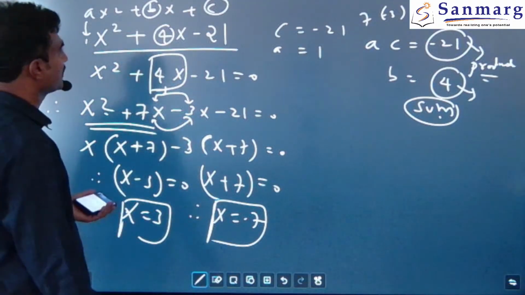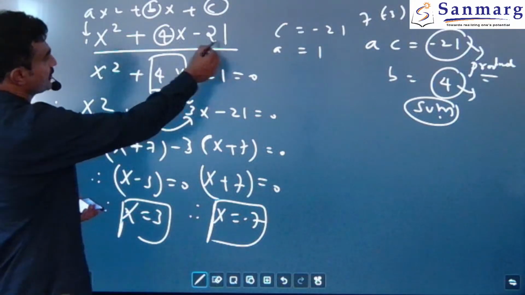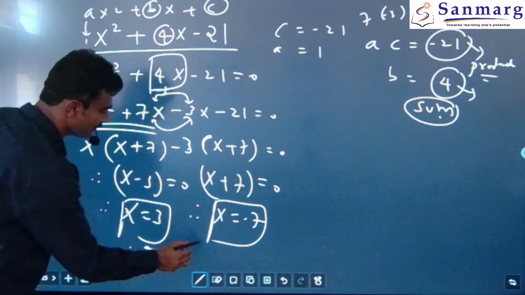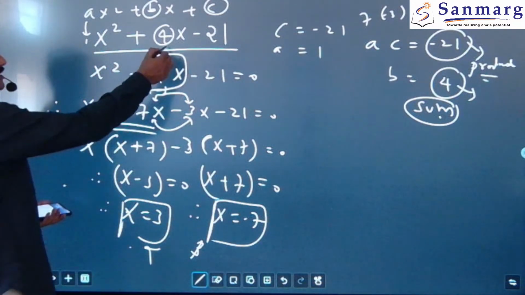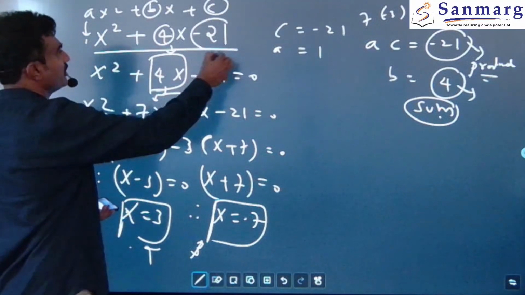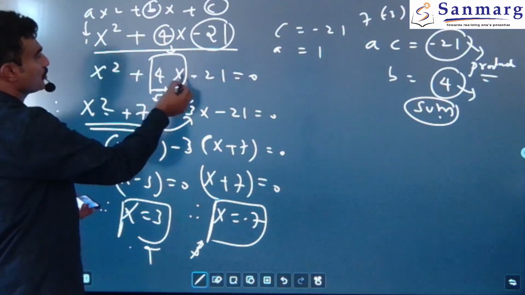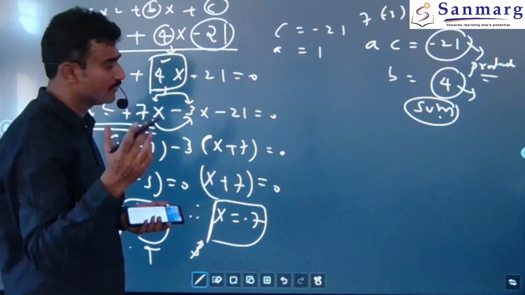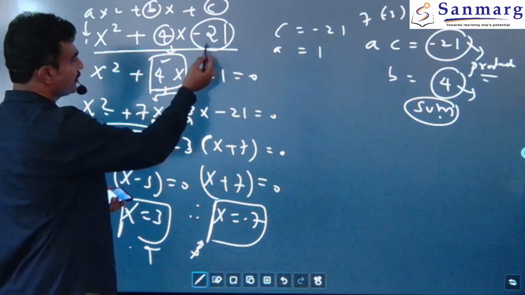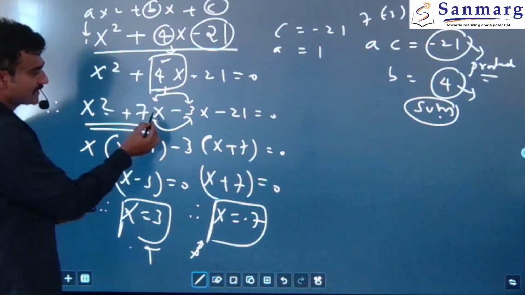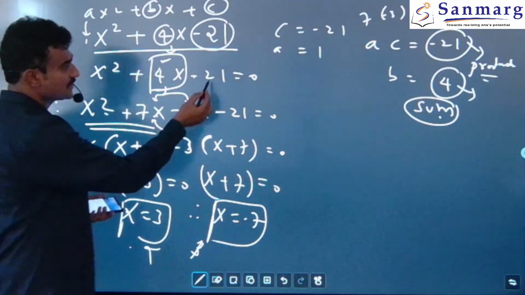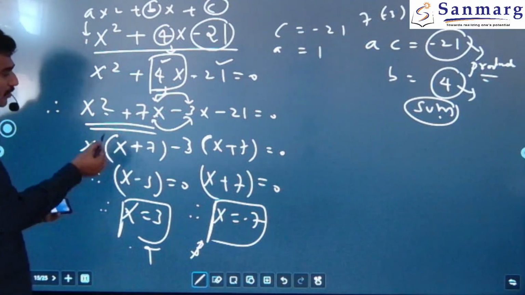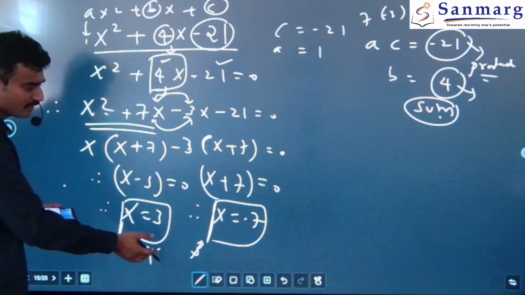So this is one simple example where we have to solve this quadratic equation, or find the roots of the quadratic equation, that is, find alpha and beta by splitting the middle term. The condition was the product should be minus 21 and the sum should be plus 4. The numbers were 7 and minus 3, because 7 into minus 3 is minus 21 and 7 minus 3 is 4. Then we split the middle term, took the common factors, simplified, and got the roots.